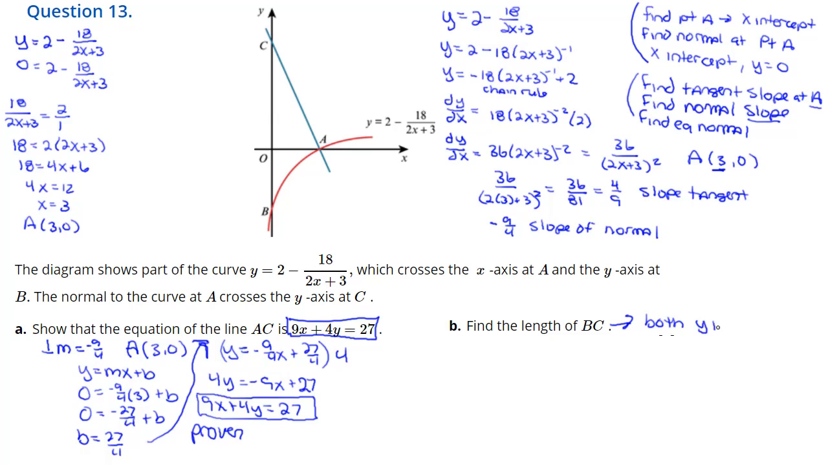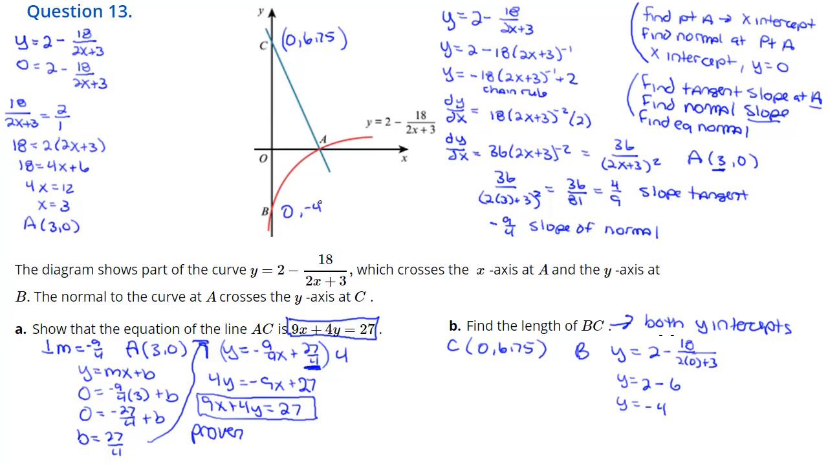Now, if I want to find the length of BC, B and C are both y-intercepts. I already know the equation of CA. I know that y-intercept is going to be 6.75. That's the same thing as 27 over 4. So now what I'm going to do is find out this y-intercept B. Well, that's on the red curve. So I'm going to take the original function, replace the x value with a 0, and then get the y by itself. I'm going to find out that point is -4.